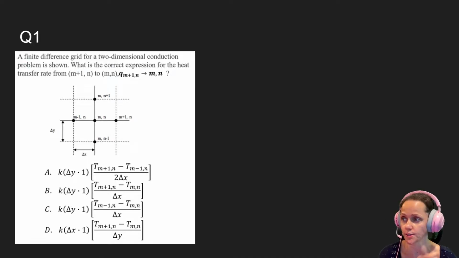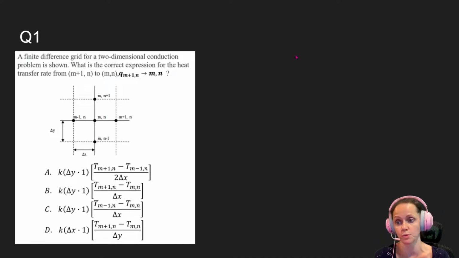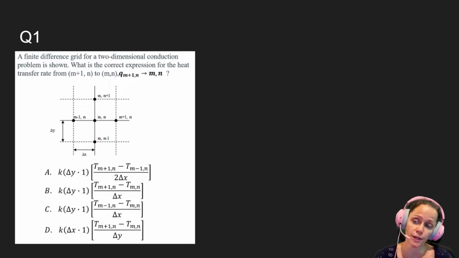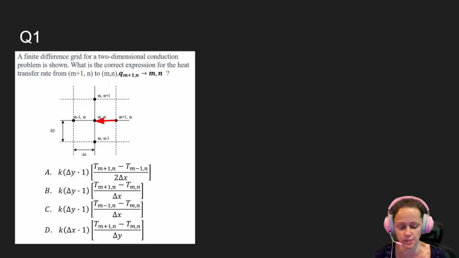All right, so Unit 3 problems. Unit 3, check your understanding questions. So first problem, we want to know the correct expression for the heat transfer rate from node M plus 1 N to node M N. Oh boy, that's hard to say.